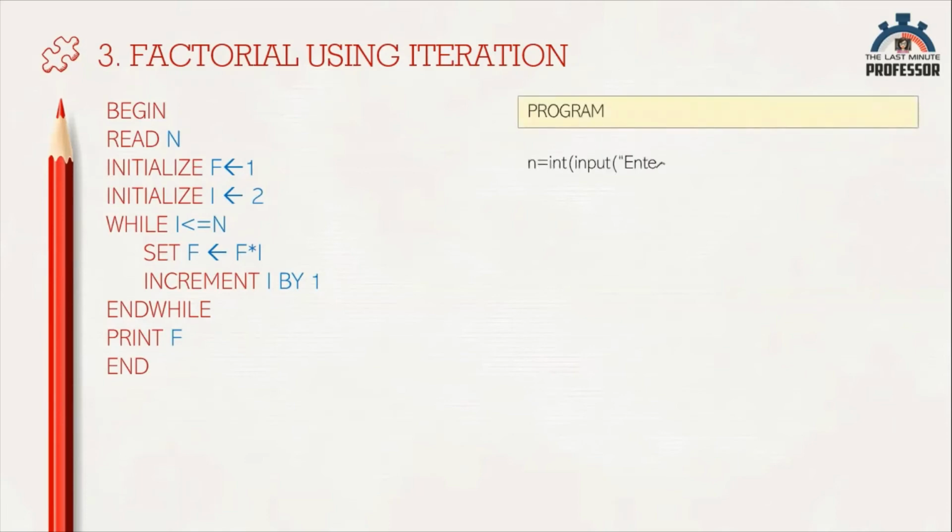So n is equal to int of input of enter the number. Then what I'm going to do is assume f as 1. So I'm going to use the variable f to hold the value of the answer. I'm assuming it as 1, because if I multiply any number with 1, it is not going to make any difference in the calculation. That is why here I have assumed the value of f as 1.